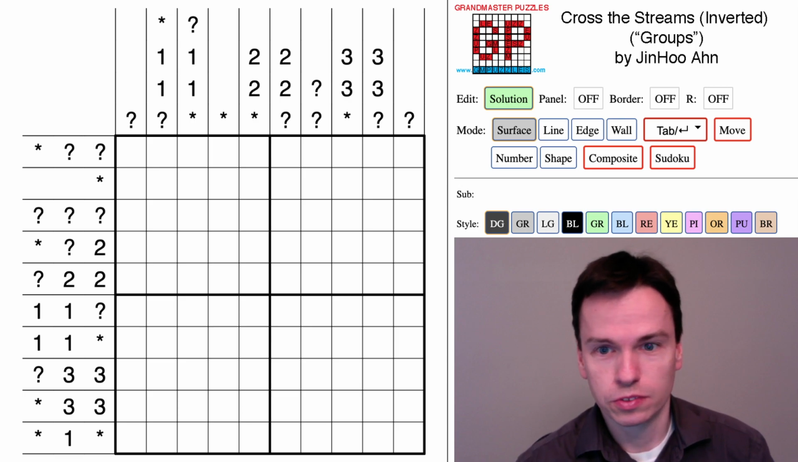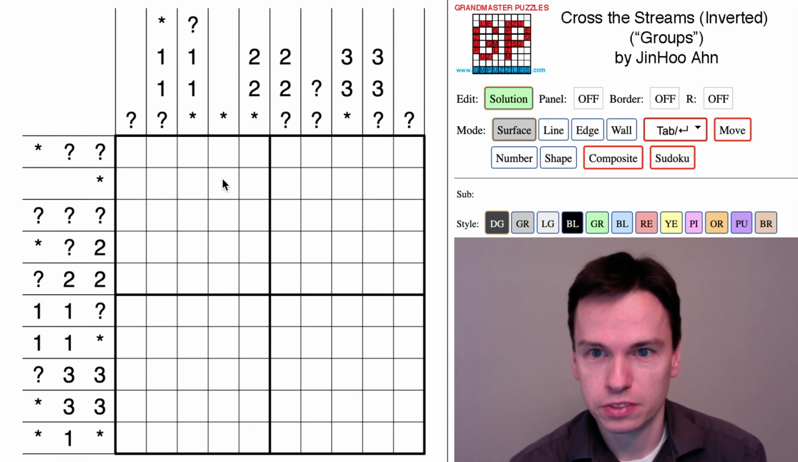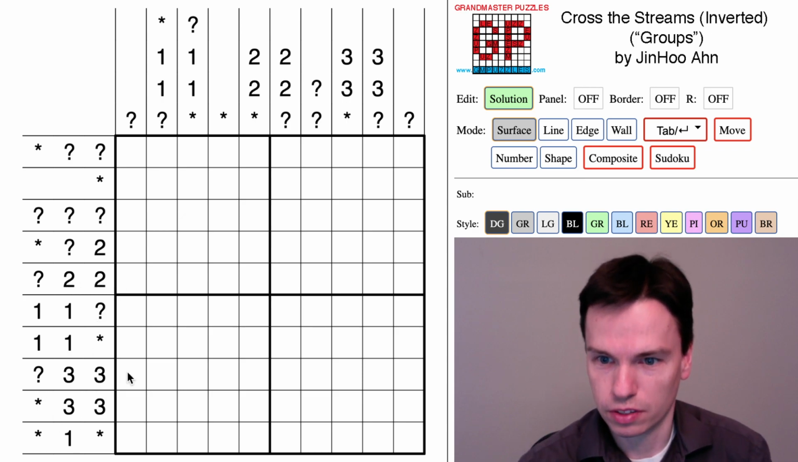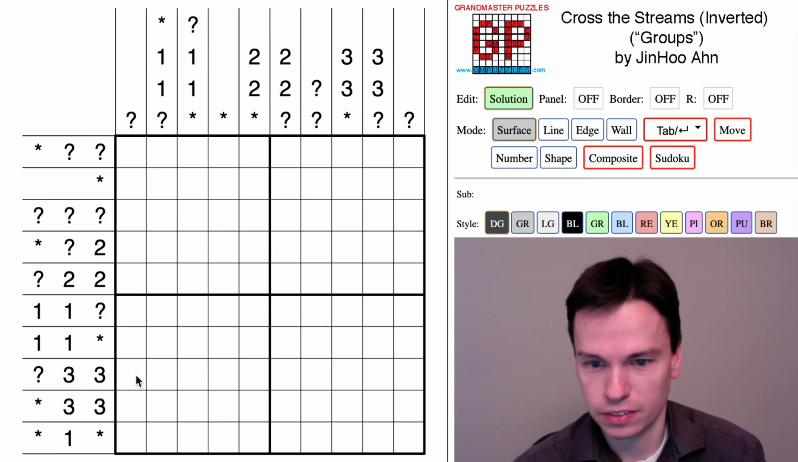So we're here to solve this Crosses Streams Inverted puzzle by JinHoo. It's got a groups theme. All the rows or columns that have numbered clues will always be the same number if multiple appear. And one of the things that stands out are these 3 question mark clues. It's still got a lot of stuff to fill in.